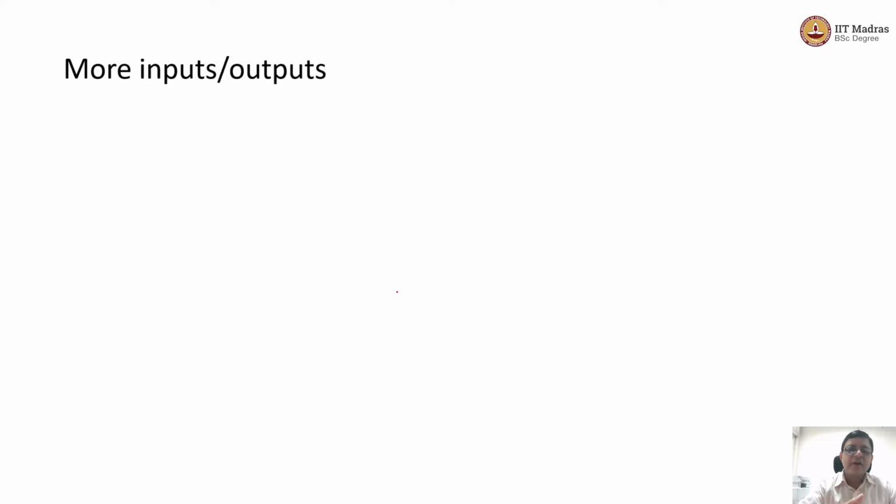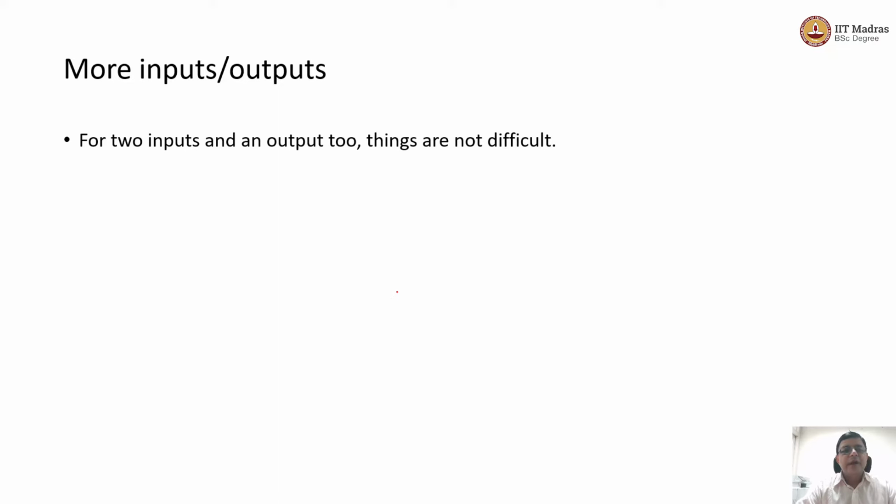So let us increase the complexity step by step. Now let us take an example where we have 2 inputs and a single output. Earlier we had single input, single output. Now we increase the input: we have 2 inputs and a single output.